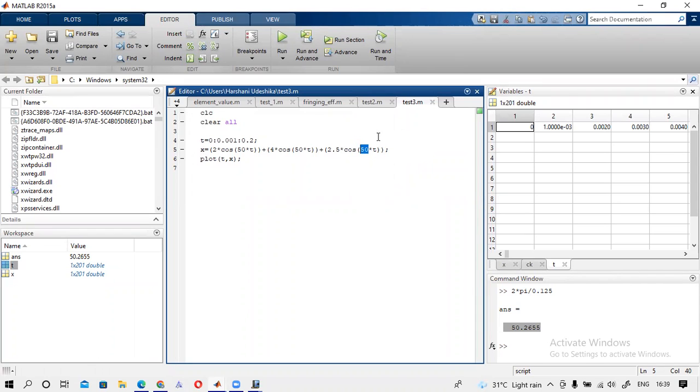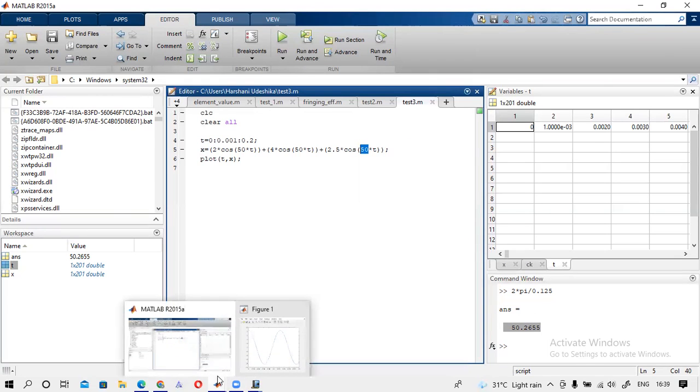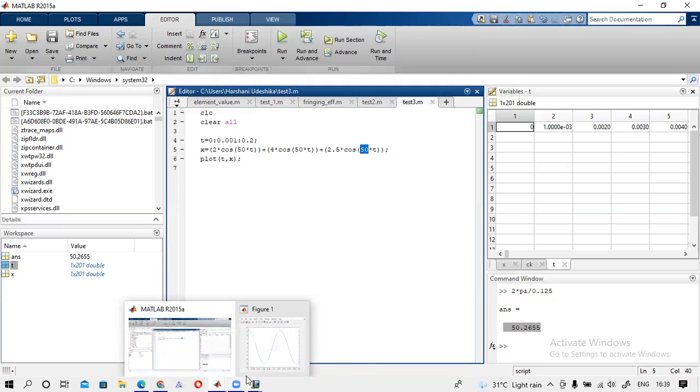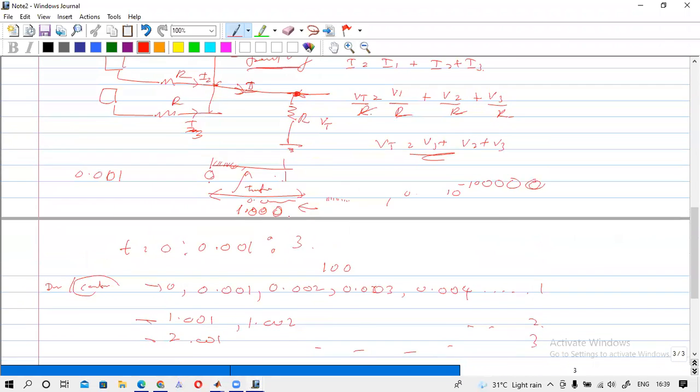So how many frequency components are here? Only one frequency component, no? Because it is 50 hertz. So if you add this signal, I think you get this.